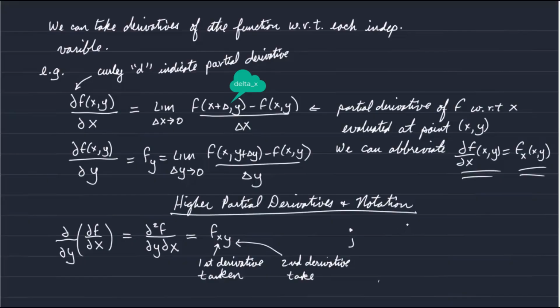Similarly, we can take the derivative with respect to y first, and then take the derivative with respect to x, and we can write that again as the second partial with respect to x and y, noted as f sub yx. In this case, the first derivative is with respect to y, and the second is with respect to x.